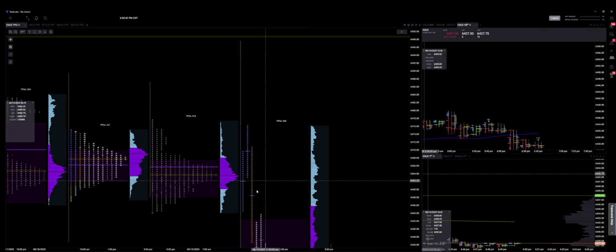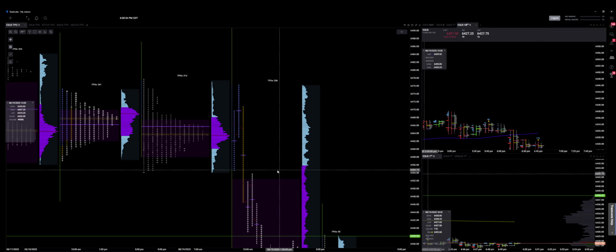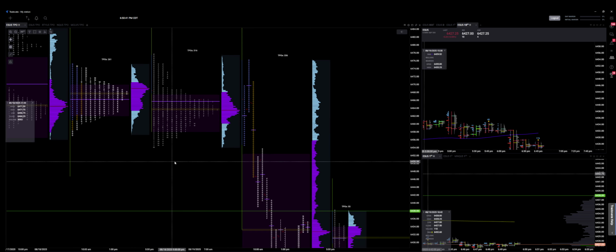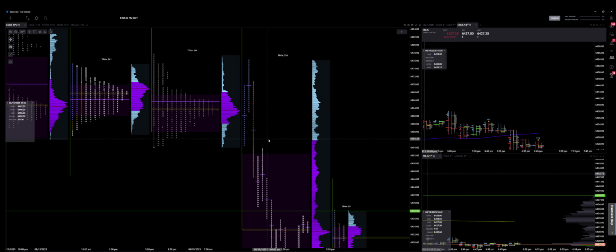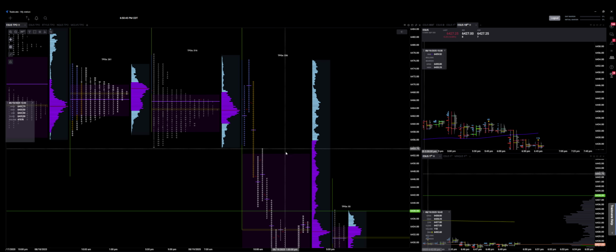We had our initial balance, which is A and B established. C period came down and took that out. Not only did we take out the initial balance low, we took out the overnight low. So things started to go in the sellers' favor.